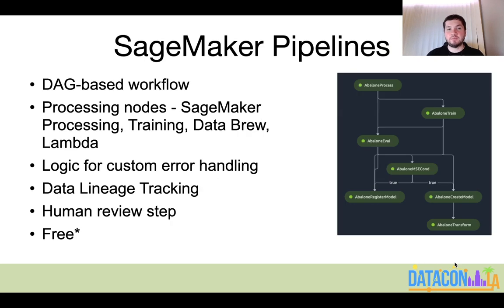Next are SageMaker Pipelines. It's a DAG-based workflow. It's a little bit more limited in terms of processing nodes. It can only use SageMaker processing, training, DataBrew, and Lambda. But it can have some complex logic, and you can make a complex step like a human review step. And it's free, but in a way that basically you pay for the compute like SageMaker processing or training.